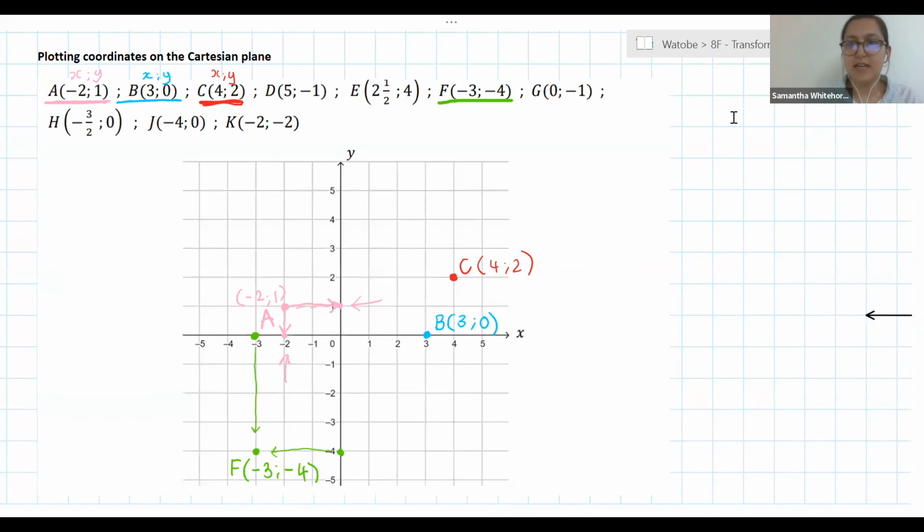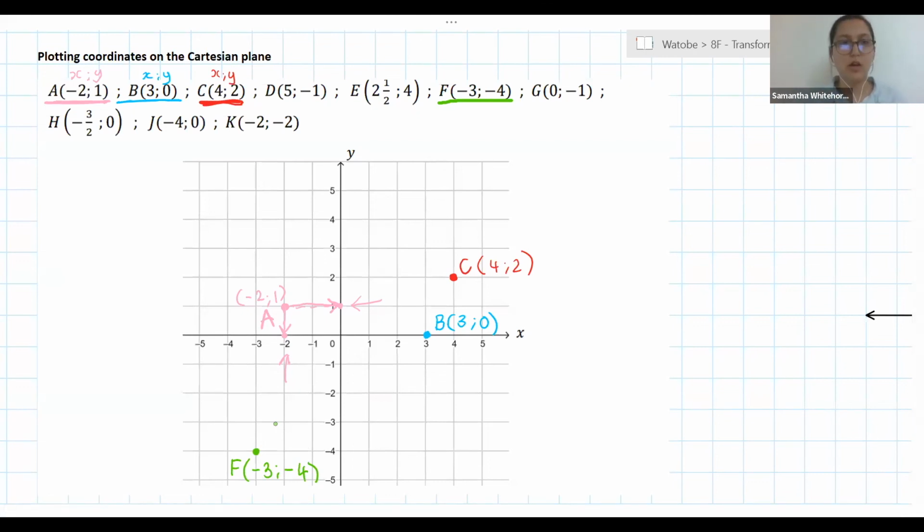So guys, exactly, we go to where -3 is on the x-axis and -4 on the y-axis. And where those two meet, we can plot our point F. Again, you're not going to draw those arrows or those lines or the points where you start at. You just plot that final point F. But F is now at -3, -4. Well done.